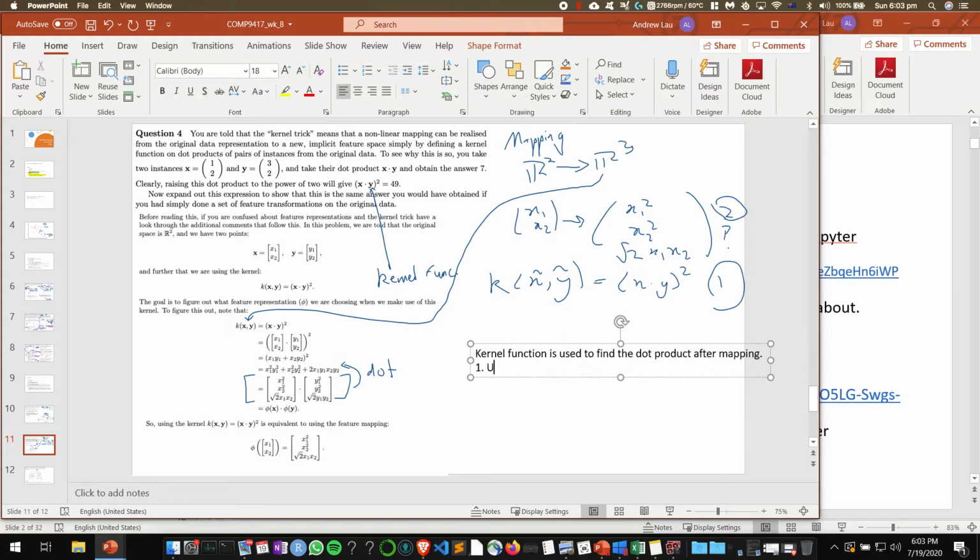So let's test it out. Let's use the kernel function, right? In this case, it's (x · y) squared. So x · y is 1 times 3 plus 2 times 2, so that's 7, squared. So that's 49.